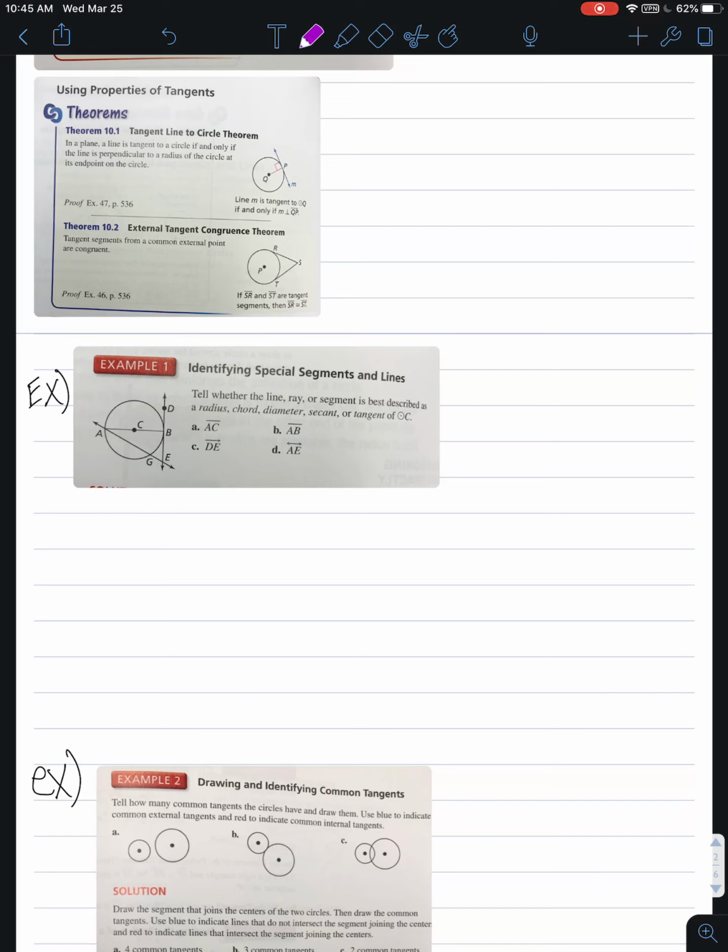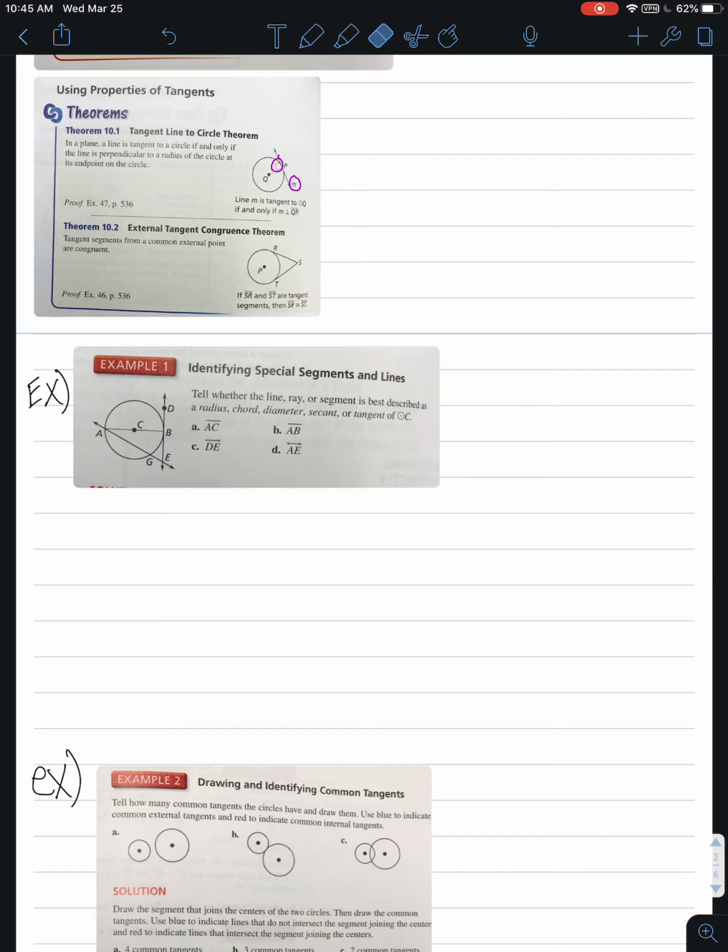Theorem 10.1 is called the tangent line to circle theorem. And it says, a line is tangent to a circle if and only if the line is perpendicular to a radius of the circle at its endpoint on the circle. So essentially what that's saying is this line M right here, it's only going to be tangent to circle Q if its point of tangency is perpendicular to the point Q. So that's where you'll see why this is saying that it's a right angle. So the only way that we can say that M is going to be a tangent line is if that right angle is happening right there.